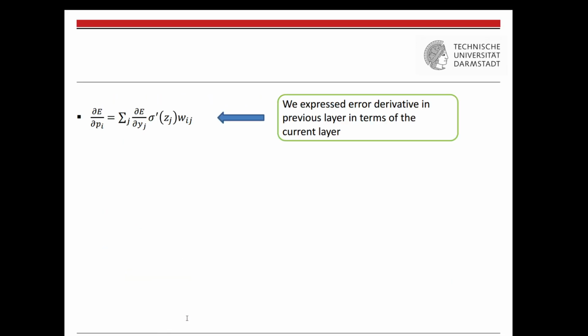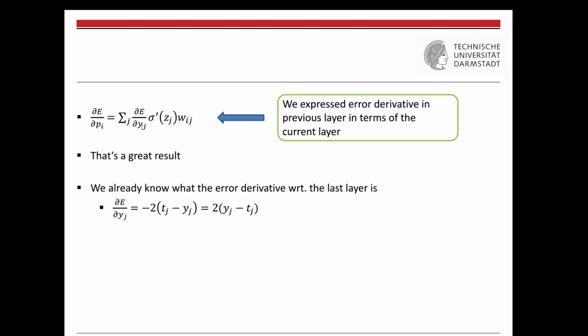What does that mean? So we express the error derivative, dE by dPi, in the previous layer in terms of the current layer. The current layer is the final layer, right? dE by dYj. Cool, that's a great result. We already know what the error derivative with respect to the last layer is, namely this is dE by dYj, so we can just calculate that.